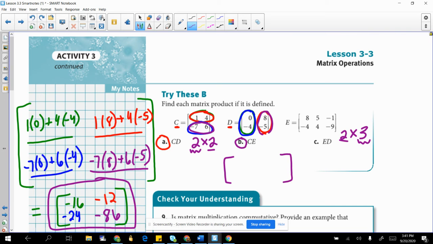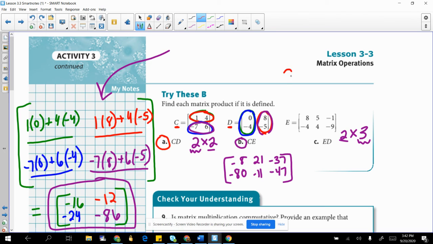And it should have looked like this. So -8, 21, and -37 should have made up that first row. And then your second row should have been -80, -11 and -47. Okay, so if not, go back and check your work and make sure you're taking it step by step like we were doing here. Okay. All right, and then the last one, we have E times D.